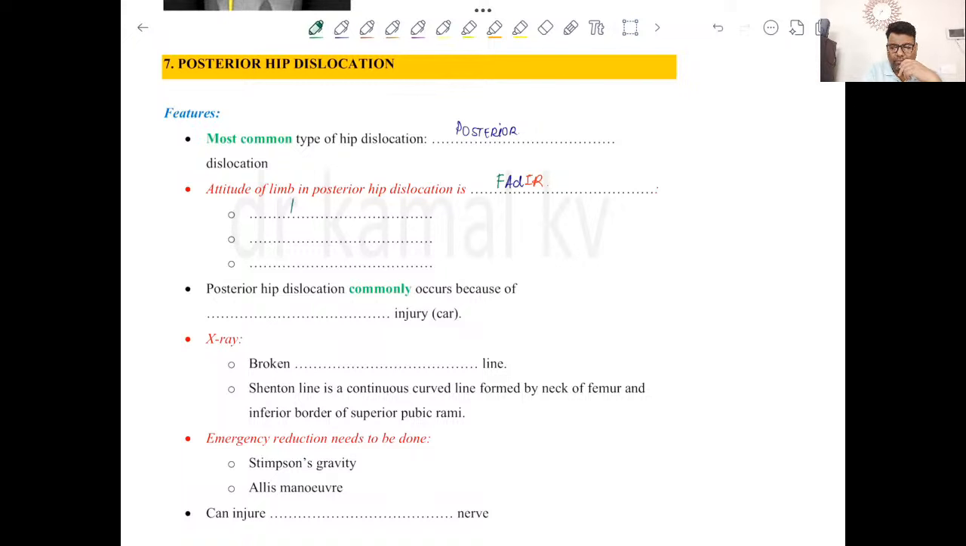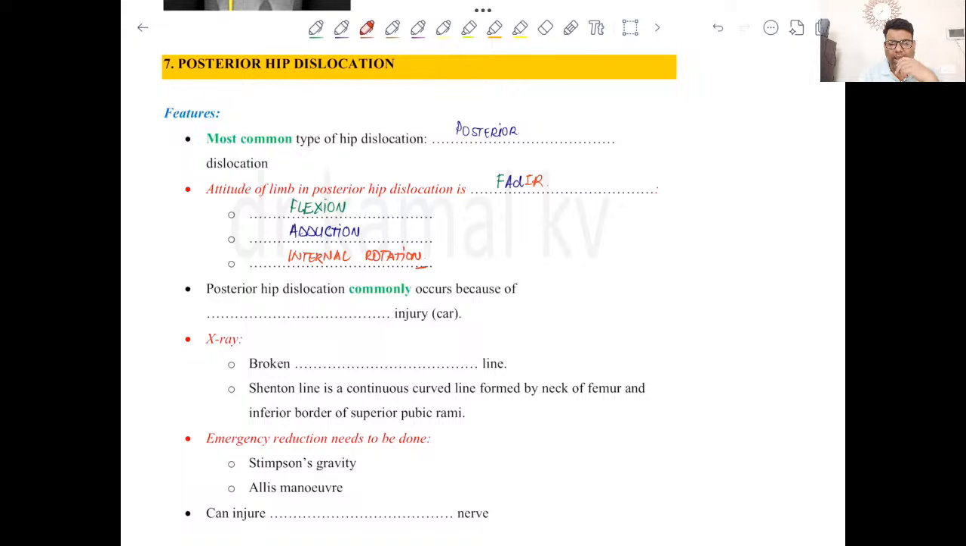Now F is for flexion, A is for adduction, and IR is for internal rotation. Clear? So this is the characteristic FADIR deformity.